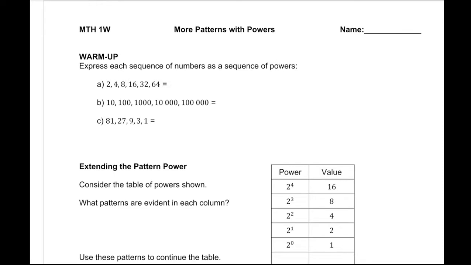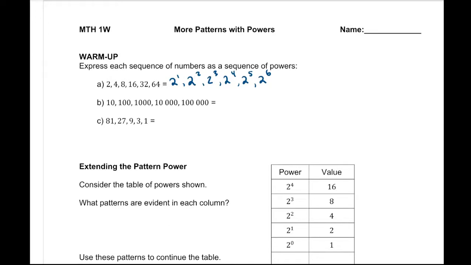What that means is if I have 2, 4, 8, 16, 32, 64, I want to represent these numbers as a sequence of powers. So 2 can be 2 to the power of 1, 4 would be 2 to the power of 2, 8 would be 2 to the power of 3, 16 is 2 to the power of 4, 32 is 2 to the power of 5, and 64 is 2 to the power of 6. So that's what we mean by a sequence of powers, right? It's the same base, and our powers are increasing: 1, 2, 3, 4, 5, 6.